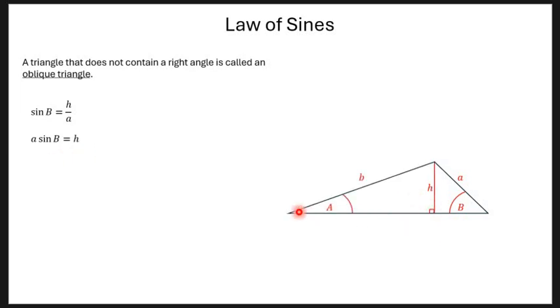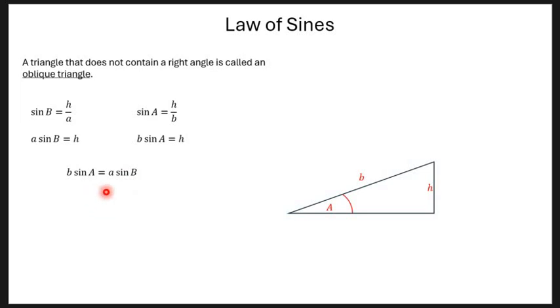Let's look at the other triangle now, the one that has angle A in it. The sine of angle A is the opposite h over the hypotenuse b, so the sine of A is h over b. To solve this for h, I can multiply both sides by b. So I get b times the sine of A is equal to h. If they're both equal to h, then they're equal to each other, which means that b times the sine of A is equal to a times the sine of B.